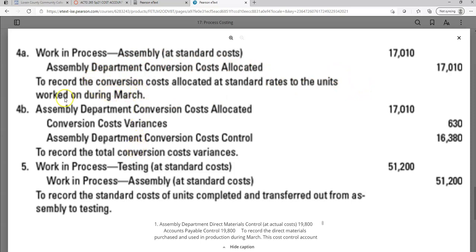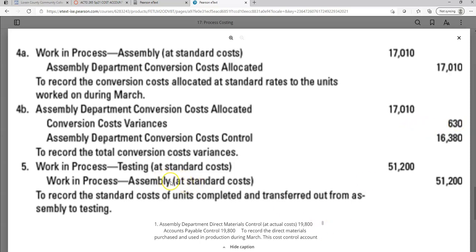Now we're going to record the conversion cost variances. We're going to debit assembly department conversion costs allocated, credit assembly department conversion cost control, where we're accumulating all those costs. So I'm really closing out the accounts and then crediting or debiting the difference. In this case, $630 favorable variance.